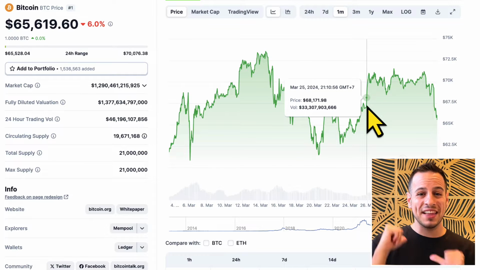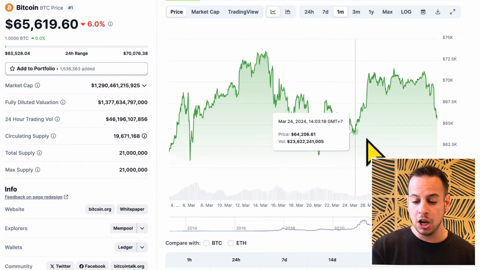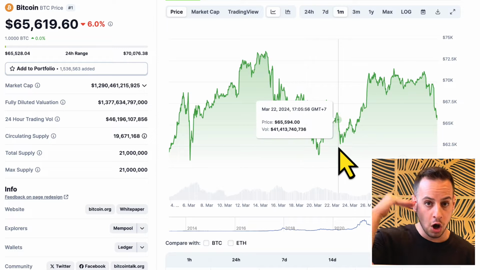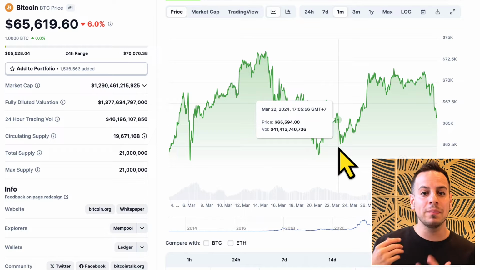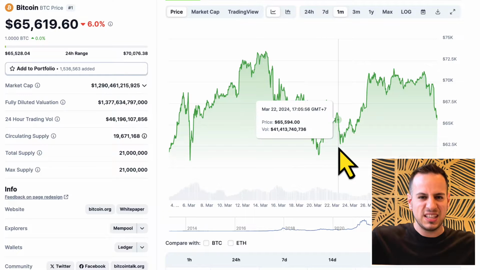Same works in the other direction. So if Bitcoin goes below 60K, which is the lower range, all your money will be converted to Bitcoin, right? Because this is the less performing asset. Bitcoin decreased in price, so you'll be left only with Bitcoin.